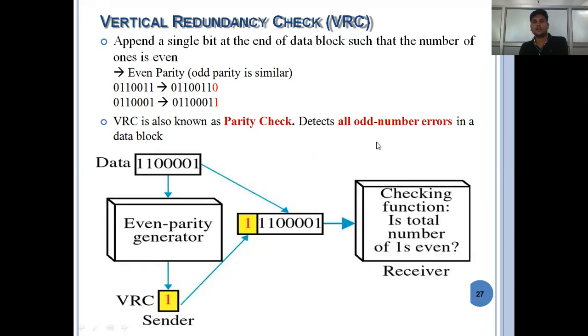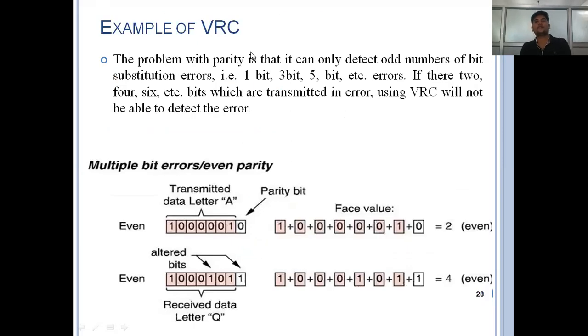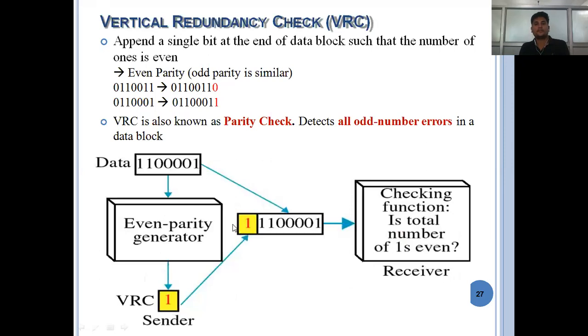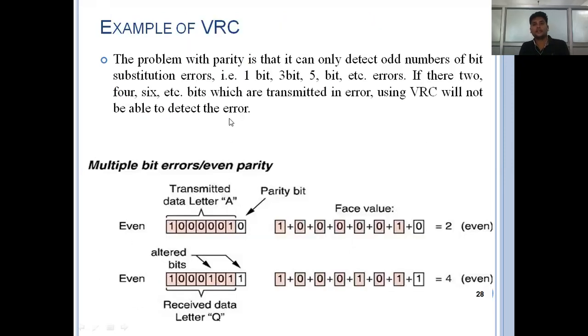It detects all odd number errors. So this is the example for vertical redundancy check. The problem with parity is that it can only detect odd numbers. The drawback of vertical redundancy check is that it can only detect odd numbers of bit substitution errors, that is 1 bit, 3 bit, 5 bit errors. If there are 2, 4, 6 bit errors in the transmission, VRC will not be able to detect the errors. So the advantage of VRC is generating the parity bit, but the disadvantage is it only detects errors when they occur in an odd number of bits.